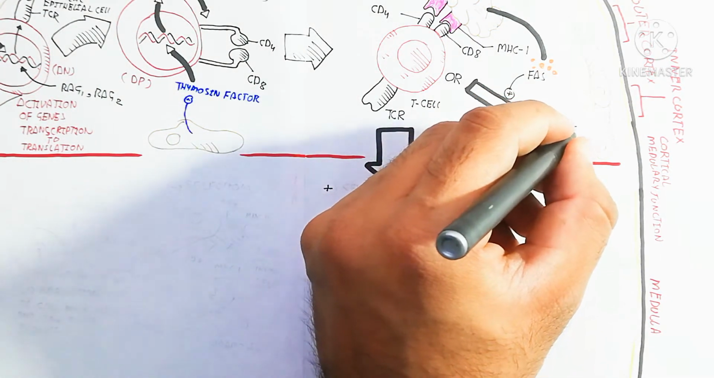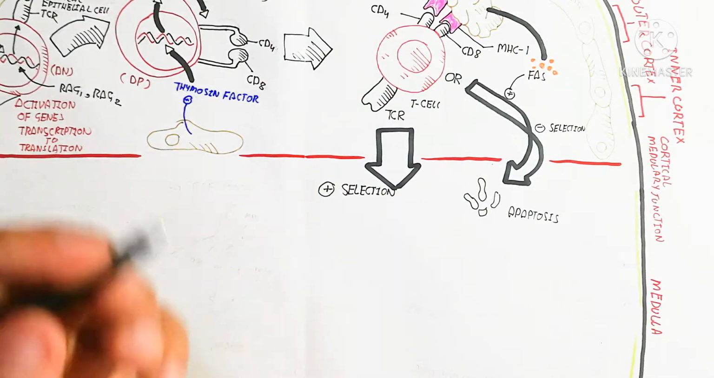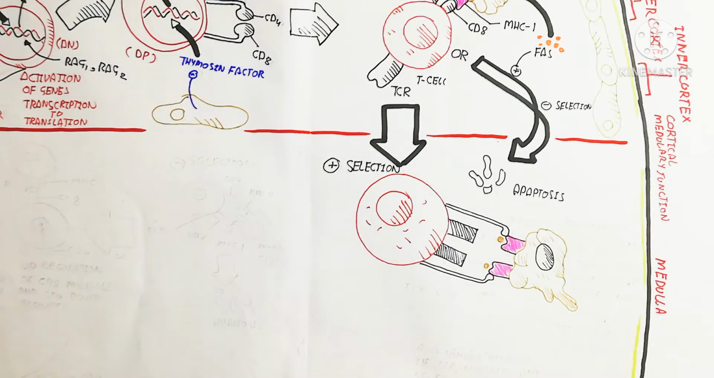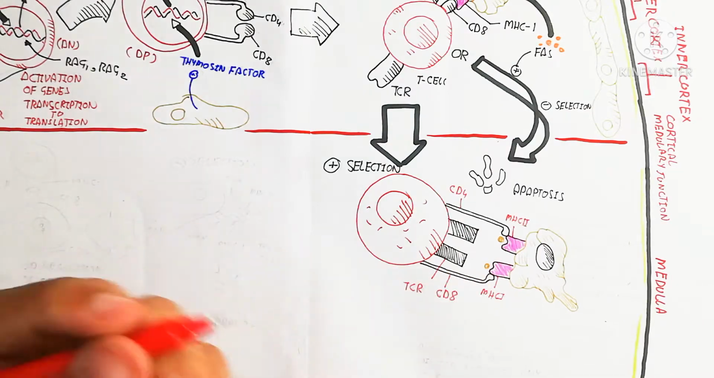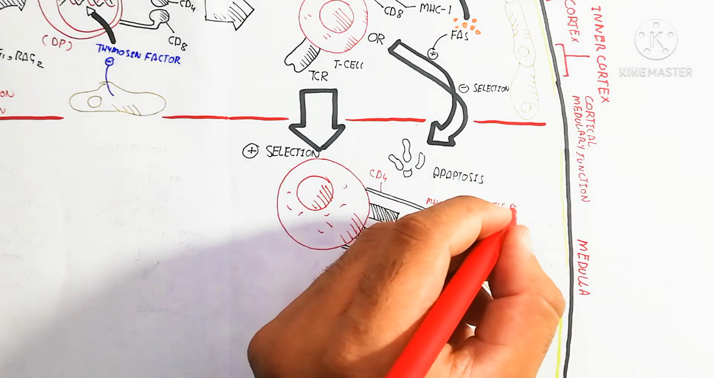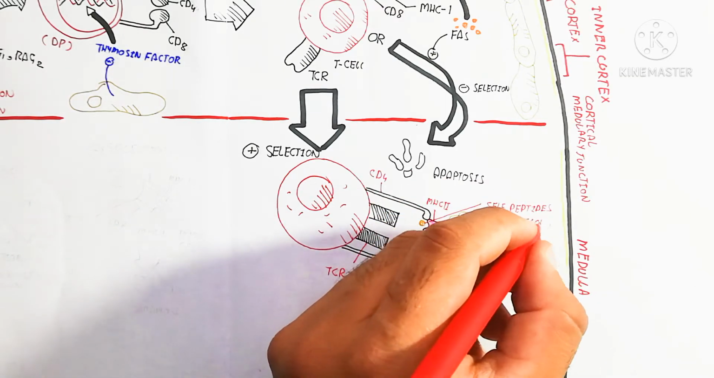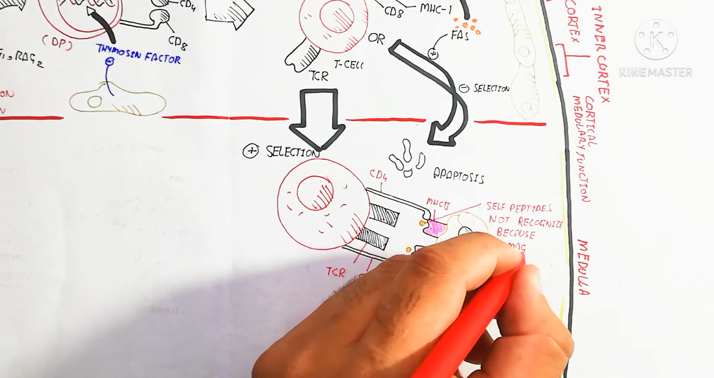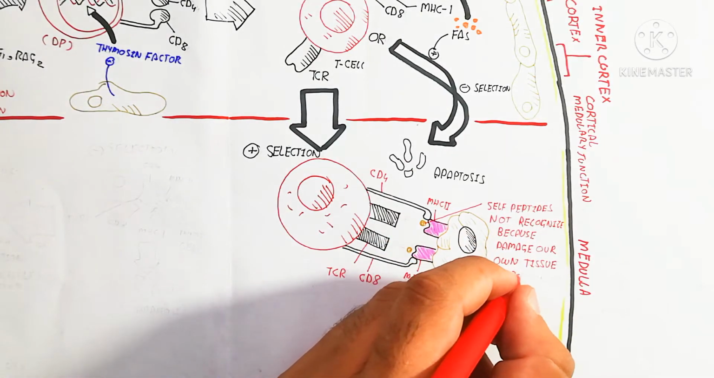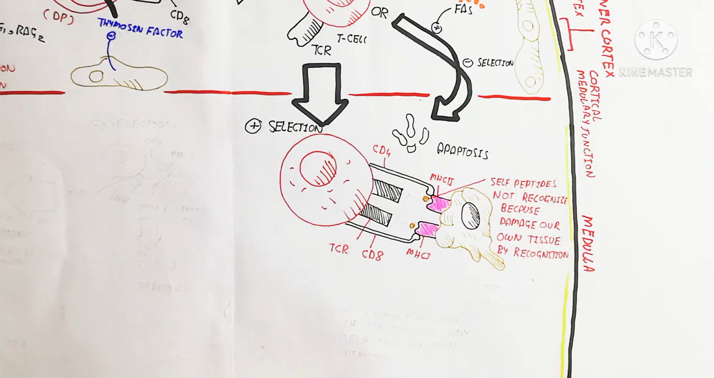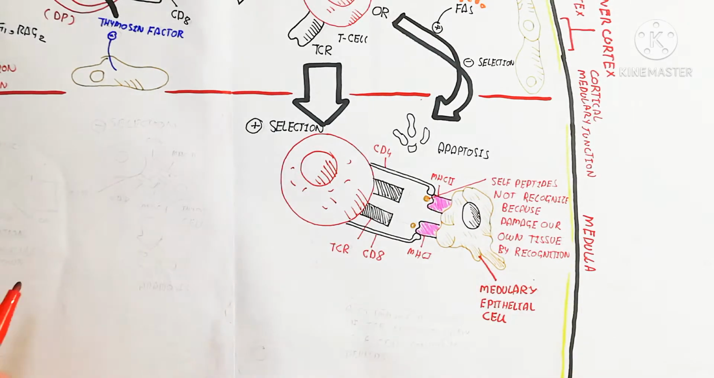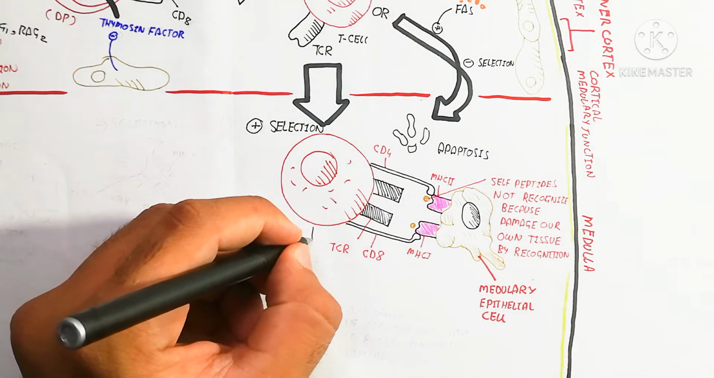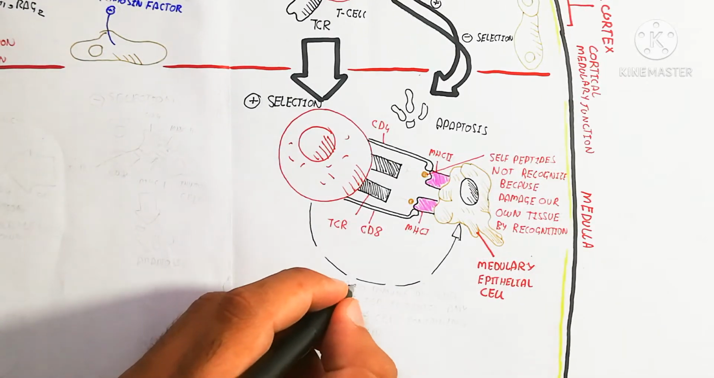So let's talk about the negative selection. Negative selection means when the self peptide is not recognized because recognition would damage our own tissue. First of all, we will discuss the positive selection. Here the MHC class 2 and MHC class 1 molecules bind with CD4 and CD8 respectively, and the T cell receptor will not bind with the self peptide of the medullary epithelial cell when it goes into the medulla. So the self peptide is not recognized because it would damage our own tissue and produce autoimmune disorder due to the recognition of our own cells.